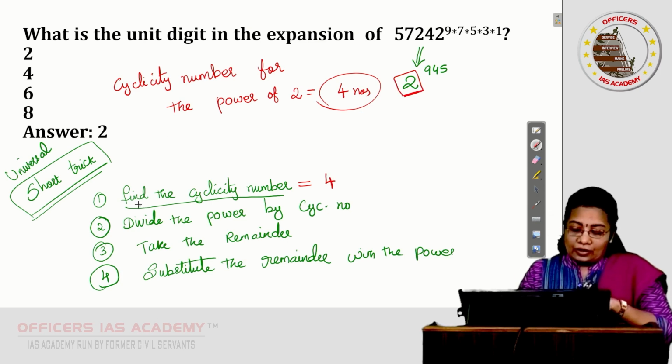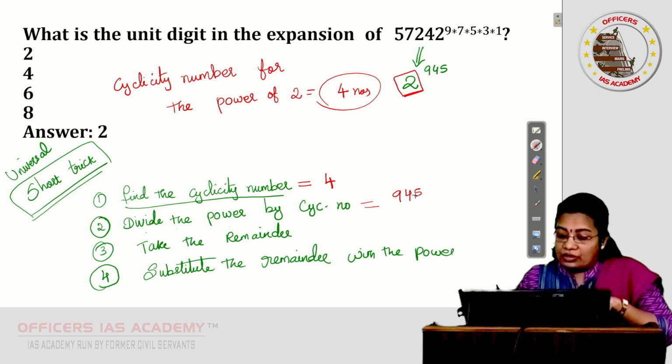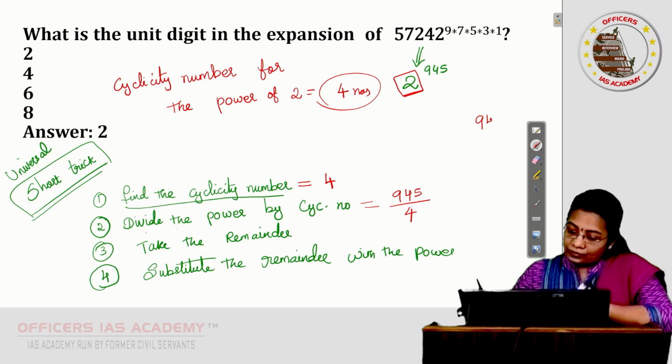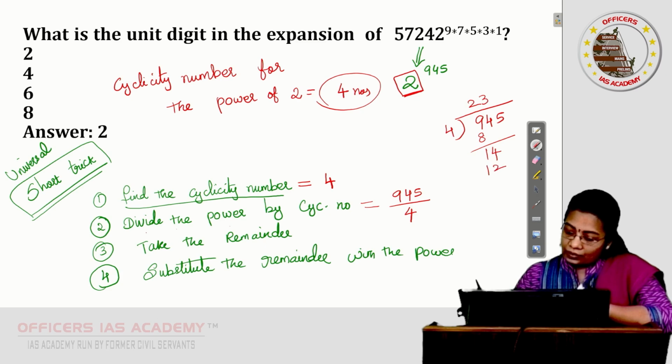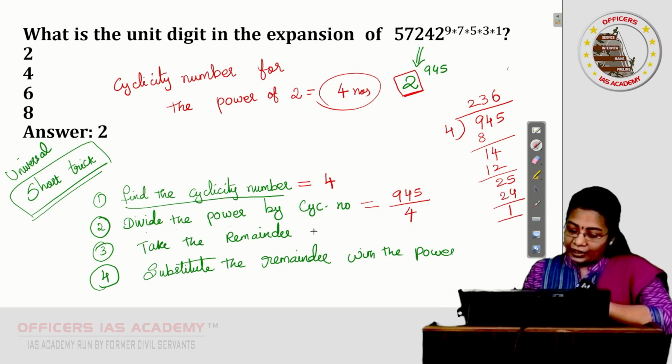The next thing, divide the power by the cyclicity number. I have written 4. What is the power given? 945. So, just divide 945 by 4. How much do you get? 2 times 4 is 8, 3 times 4 is 12, and finally I get 6 times 4 is 24. The remainder in this case is 1. So, take the remainder number 1 in this case.